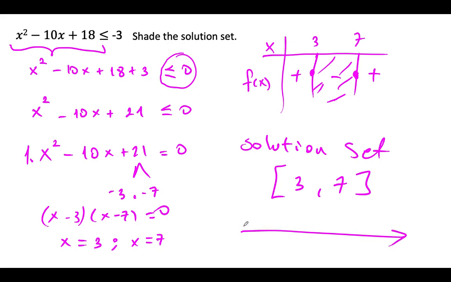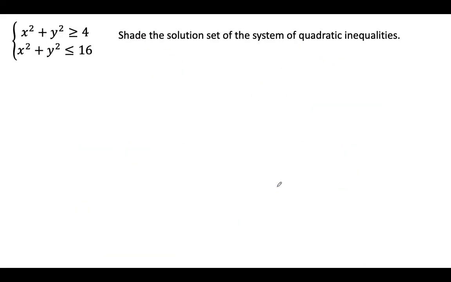So if I graph this, since it says shade the region, 3 is closed, 7 is closed, and all this part between them is now my shaded region. Be careful, this is different from the previous exercises we have done. They were all y: y is greater than or equal, y is less than or equal. But here everything is with respect to x, there is no y. Since there is no y, it must be on a number line. If you have x and y, it's a coordinate plane.